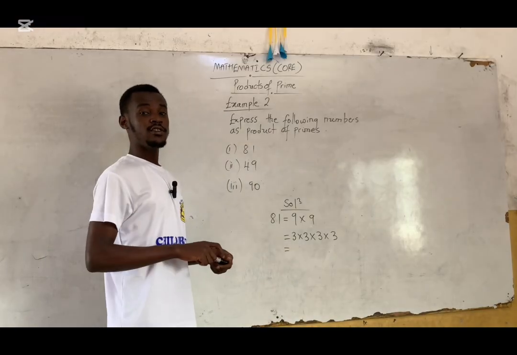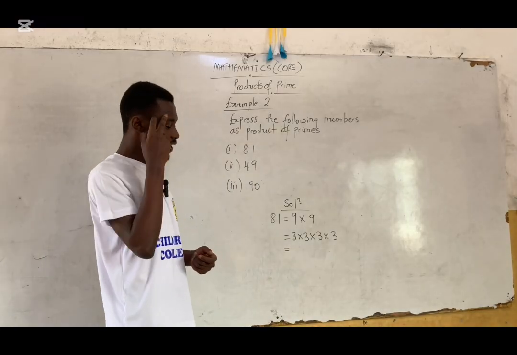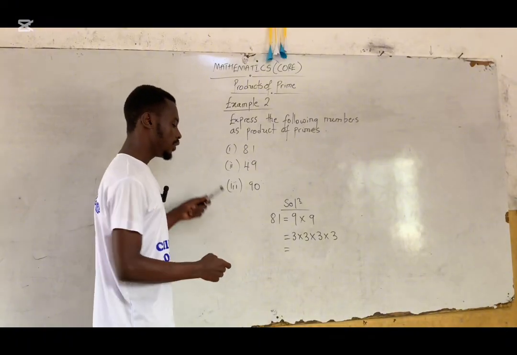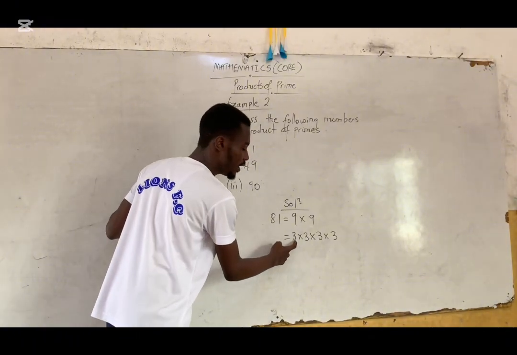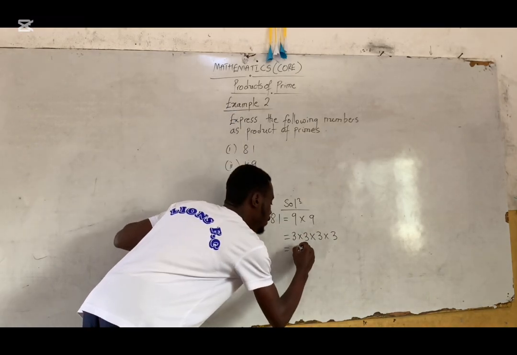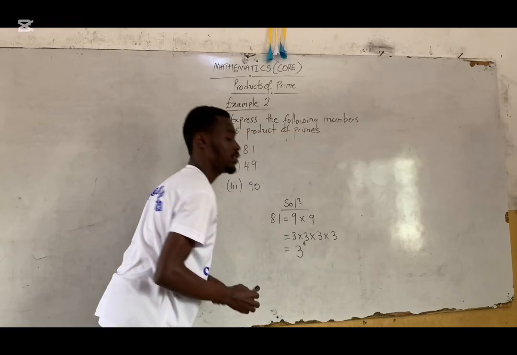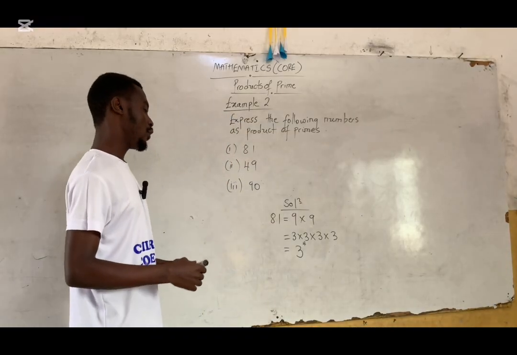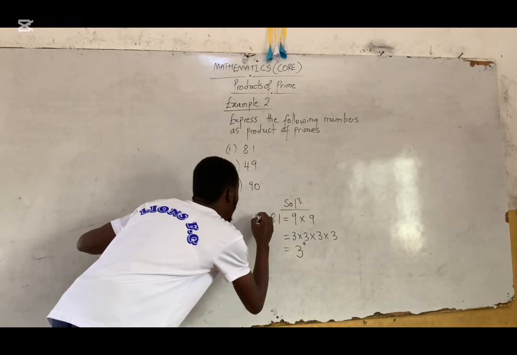Now you express your final answer in index form. 3 is multiplying itself 1, 2, 3, 4 times. So 3 is multiplying itself 4 times. 3 exponent 4.